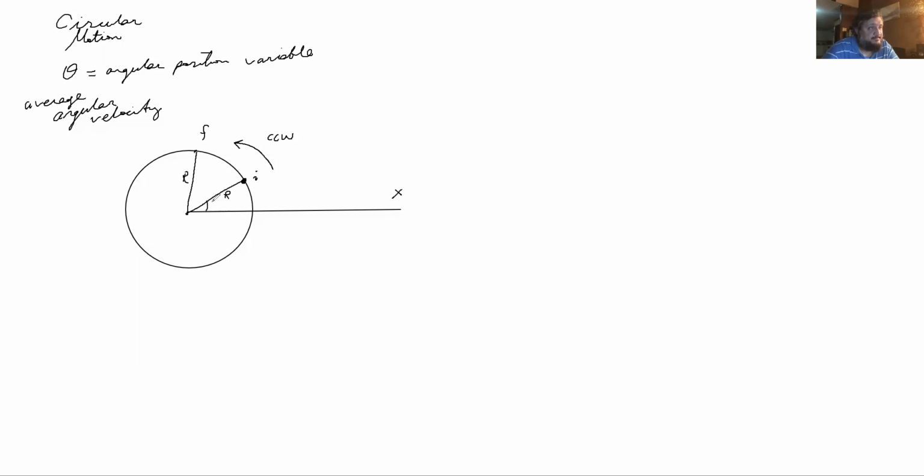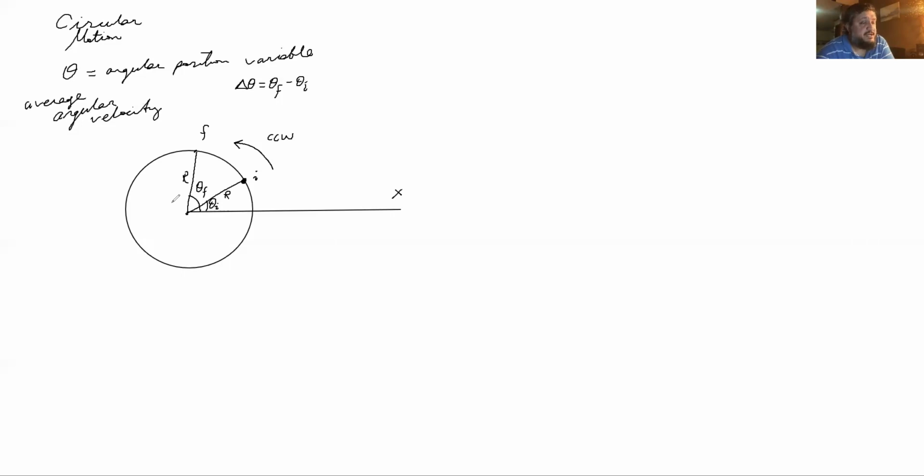This is theta. Let's call it theta I. Let's put an index there. And this one, theta final. And the difference will be delta theta: theta final minus theta initial. Okay, theta is measured in radians.